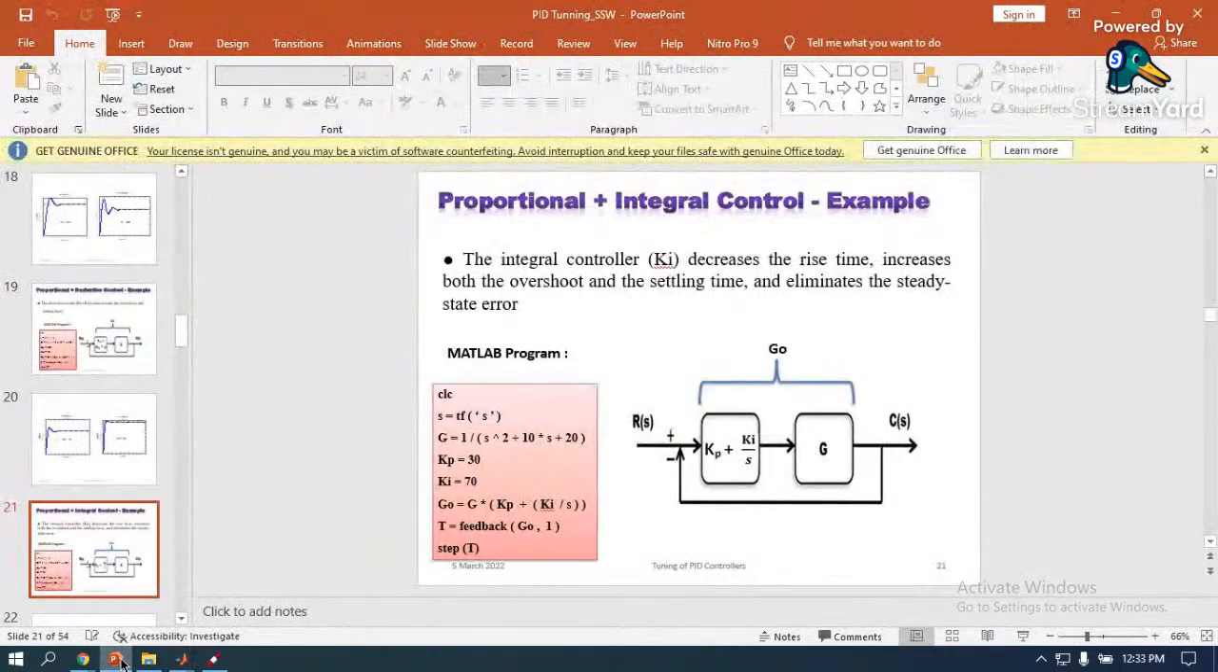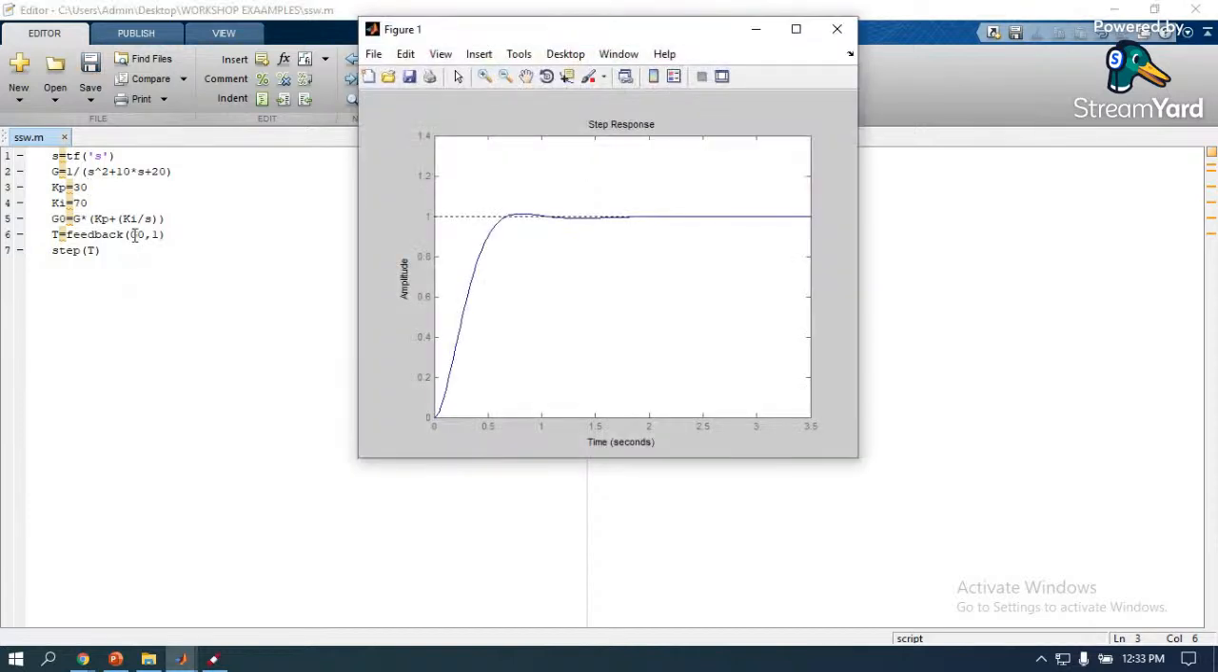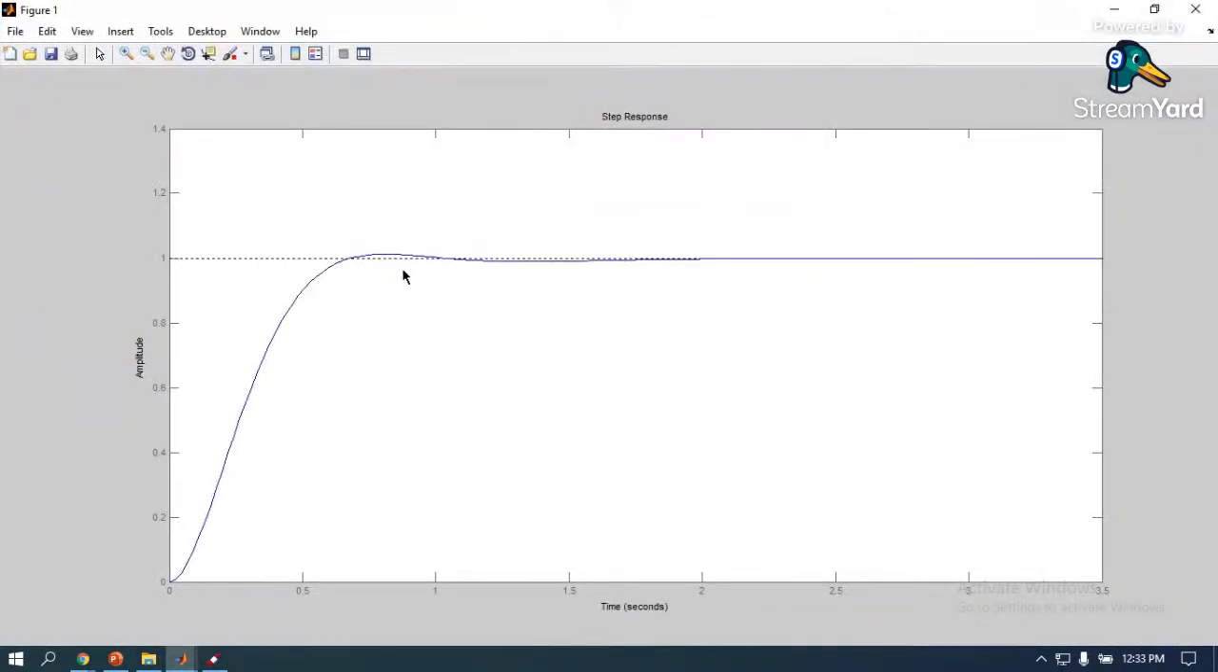What were the values? Kp equal to 30, Ki equal to 70. Fine. Now you can see, as I am using an integral controller, the error will be 0. One input applied, you get one output of 100%. You can see the output goes exactly to the value 1, right? But while doing this, it will take more and more time.